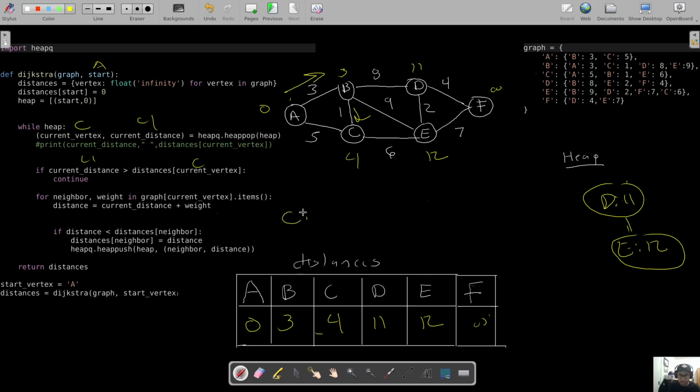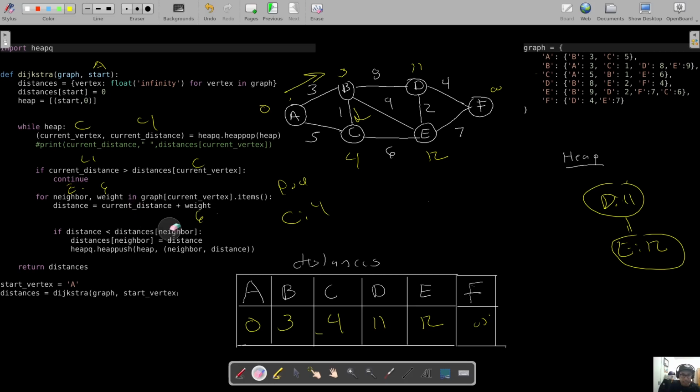C is popped. Pop, and C is 4. Okay, so we're going to go right. The only node connected to C that's going in the right direction is E. So we get E here. Neighbor is E, and the weight is 6. So okay, we go 6 here.